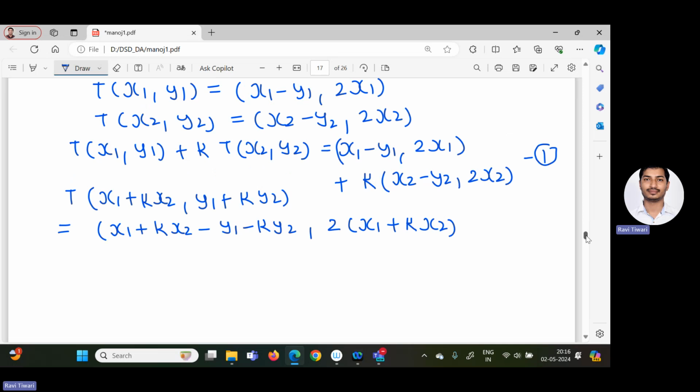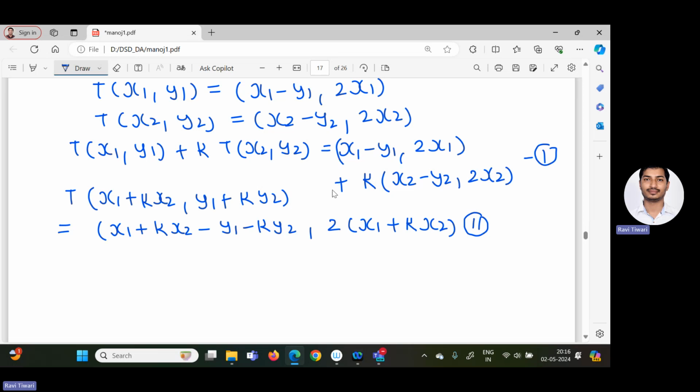So this we can give equation 2. Now if I compare first and second, T of (x1 + kx2, y1 + ky2) must be equal to T of (x1, y1) plus k times T of (x2, y2).